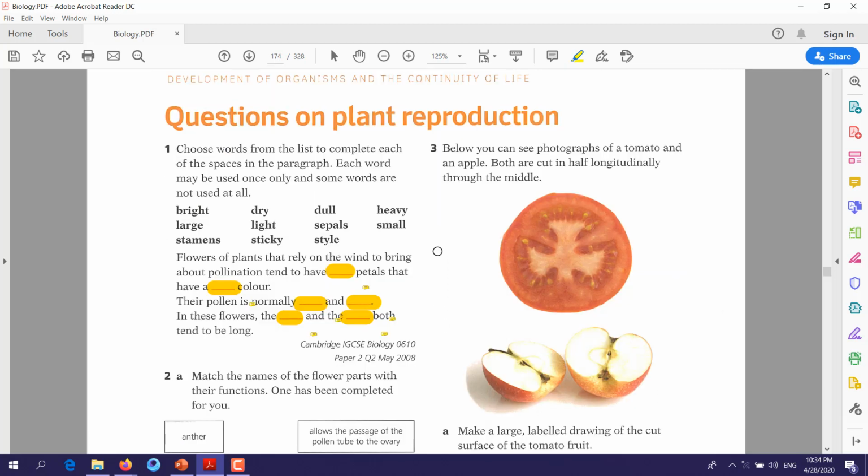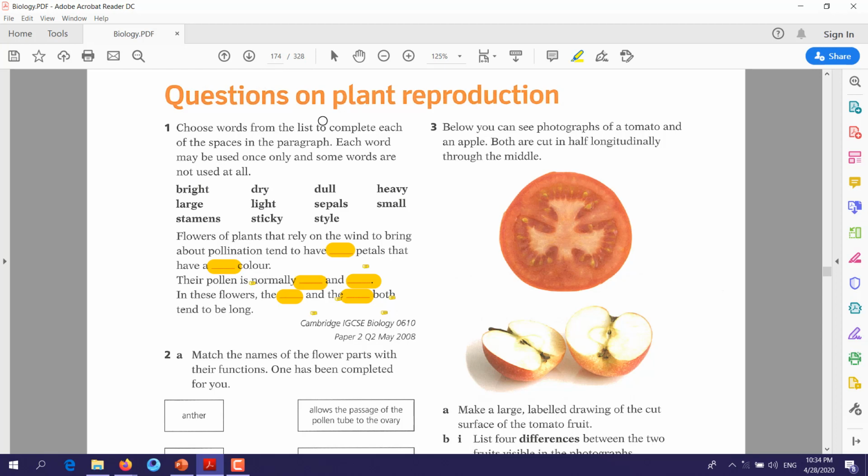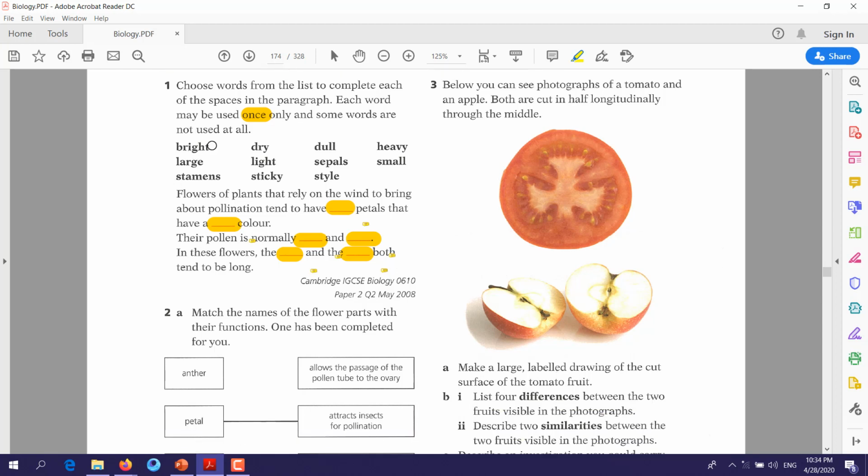Questions on plant reproduction. Question number 1. Choose words from the list to complete each of the spaces in the paragraph. Each word may be used once only, and some words are not used at all. The words are bright, large, stamens, dry, light, sticky, dull, sepals, style, heavy, small.